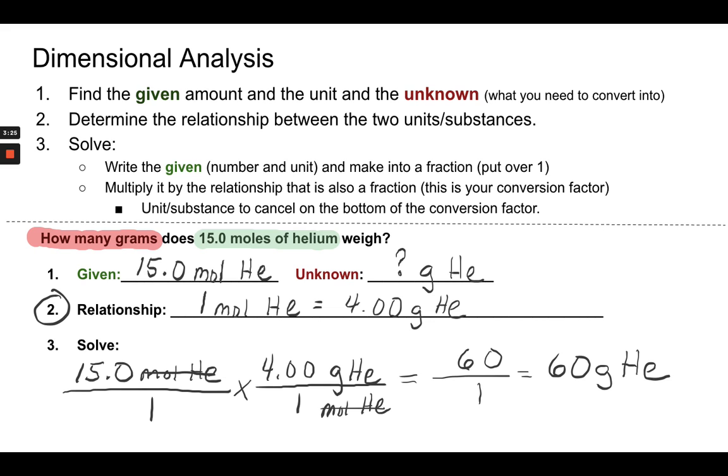If I have 15 moles of helium, that means I have more than 1 mole of helium. And if 1 mole of helium weighs 4 grams, then my answer should be more than 4 grams, and it is. 60 is more than 4 grams. And my unknown is grams of helium. That should be the only unit that doesn't cancel out and ends up here, and that is what happened. So I know that I've probably solved this correctly.